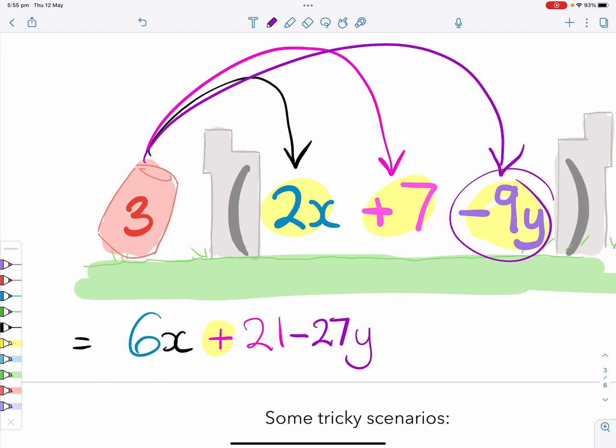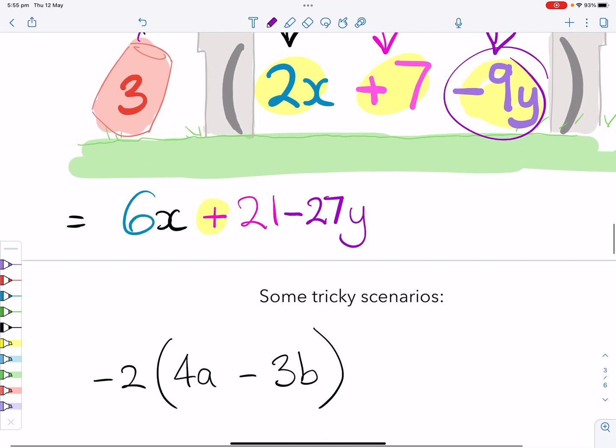Okay, now that you get the main idea, I just want to run you through different ways that I could probably make the question look a bit trickier. That way, if you're comfortable with these tricky ones I've shown you, then you should be able to handle pretty much the everyday basic ones that are very routine. So here's a tricky scenario.